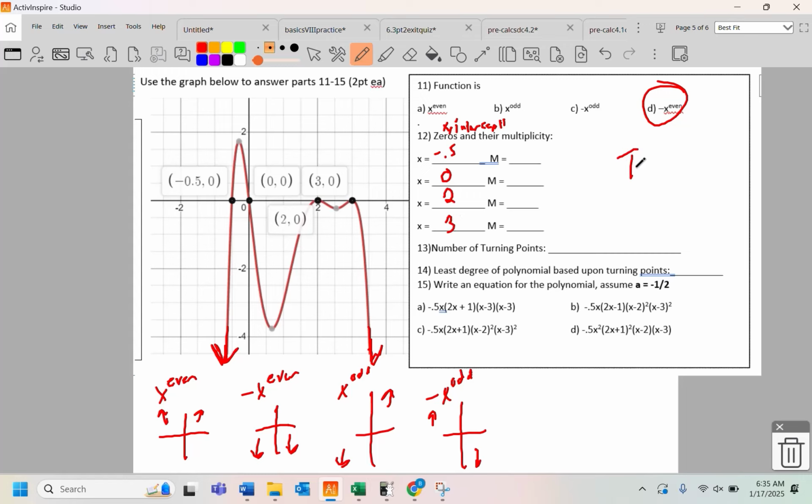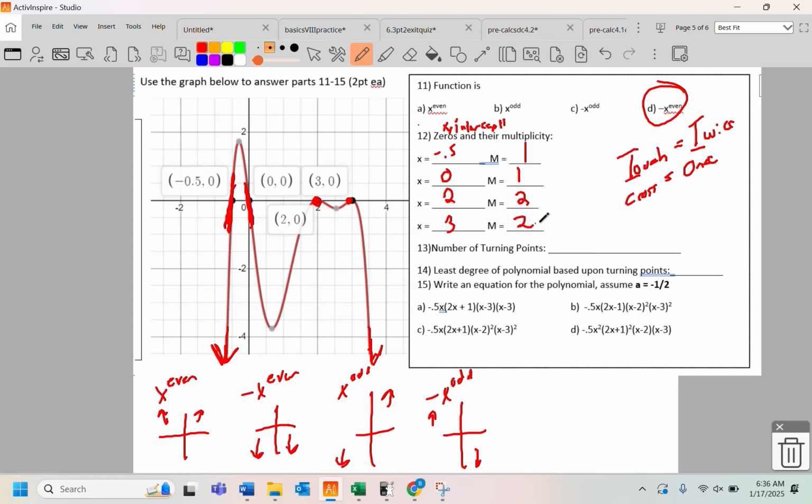Multiplicity. Touch equals twice. Across equals once. This one is crossing the x-axis. 1, crossing. 1, touching. 2, touching.